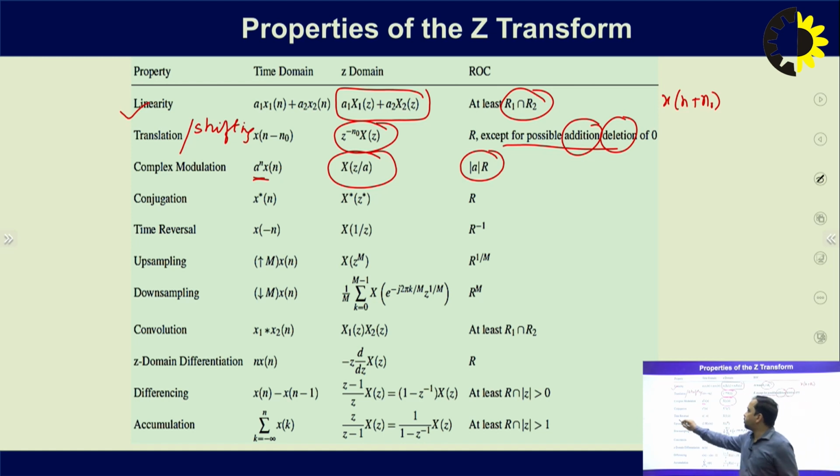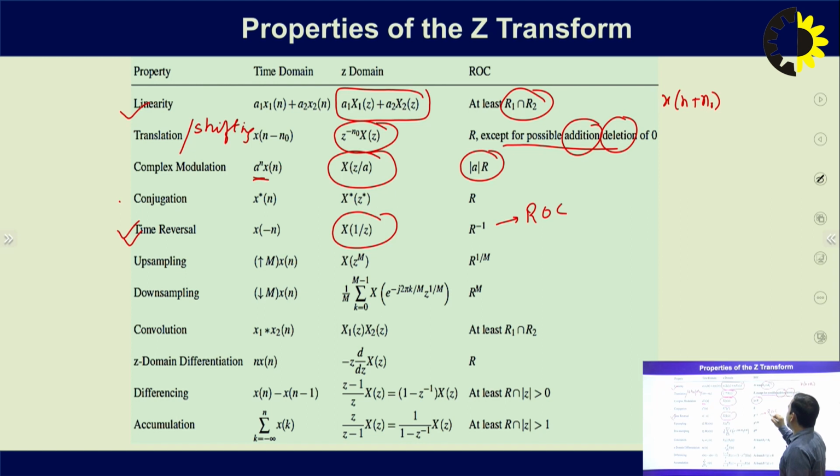Similarly, we have the conjugation property. The time reversal is quite important: the reversal of the signal in the time domain gives X of 1 by z. Means again, if x[n] is, let's say, right sided, then x of minus n will definitely be left sided. So there will be two changes in the ROC. First change is that if the previous ROC is right sided, the new ROC will be left sided. Now, if the pole of the previous ROC was lying at, let's say, z equal to a, the new pole will be lying at z equals 1 by a. So the new ROC will be R inverse.